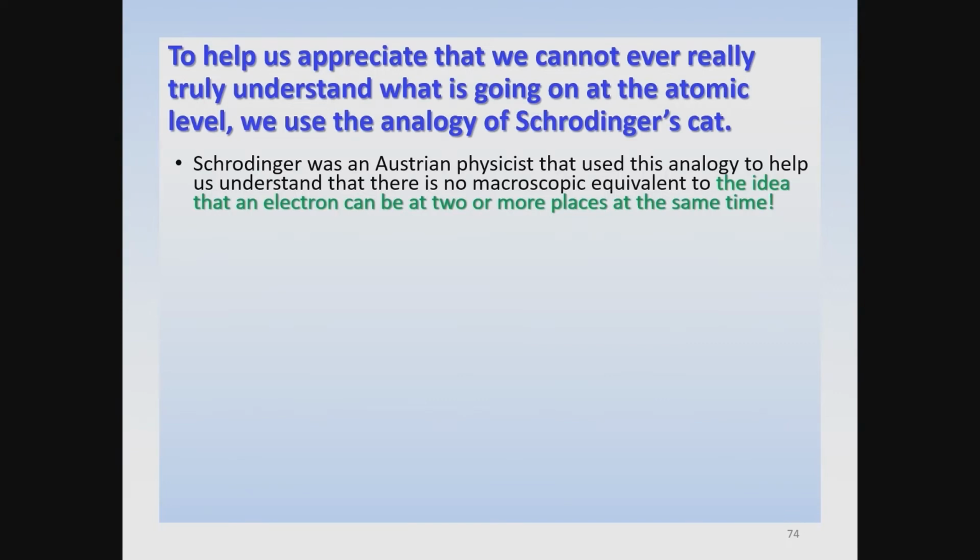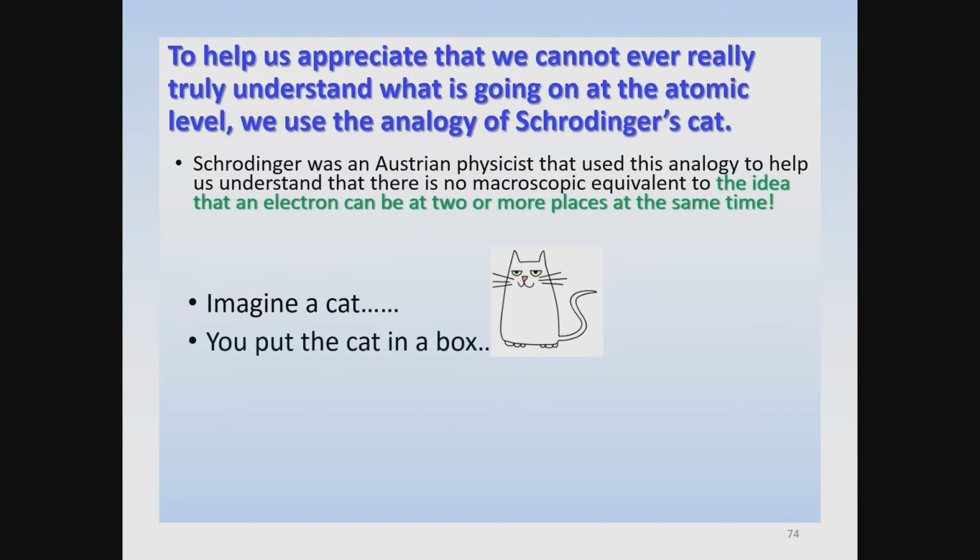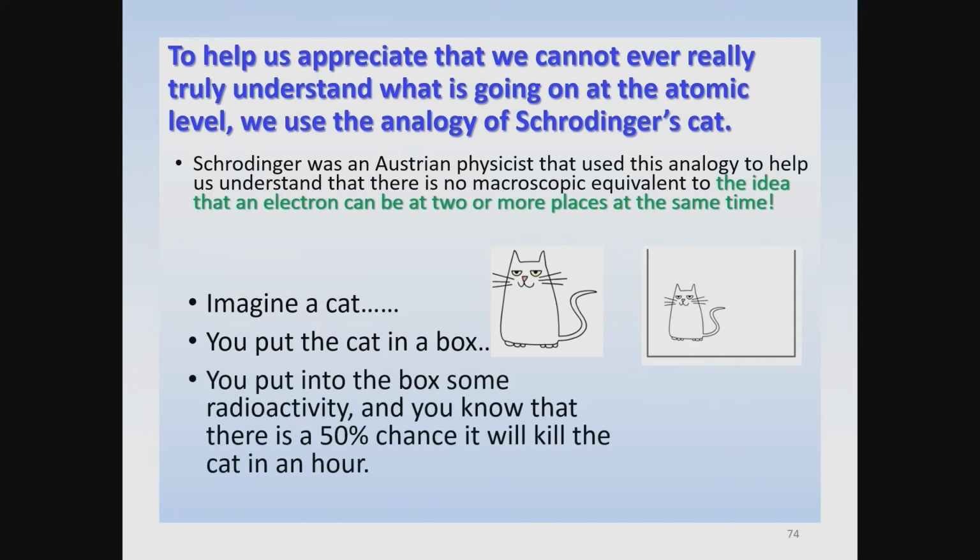It's called Schrödinger's cat. What Schrödinger suggested is, let's say you have just a regular sized cat. So there he is. And let's say you put this cat into a box. And there's the cat happily meowing away, unaware of the treachery that is about to befall it, because you are the dastardly scientist. And what you're going to do is put some radioactivity in the box along with the cat. And you know for a fact that there's a 50% chance that the cat will die within an hour once it's in that box.